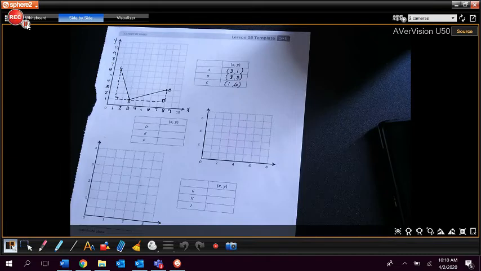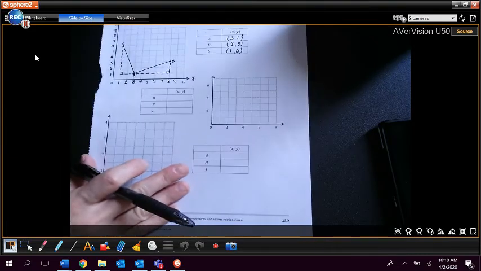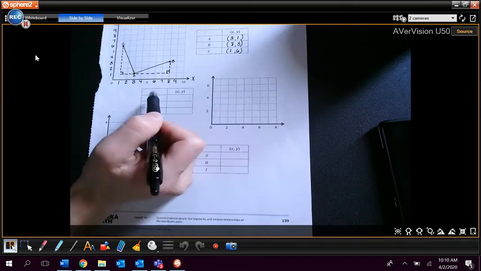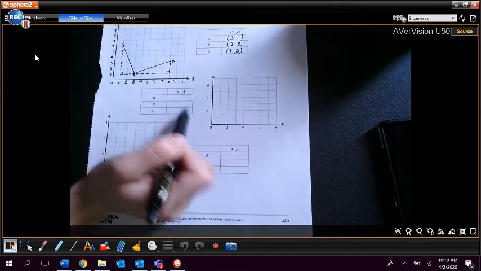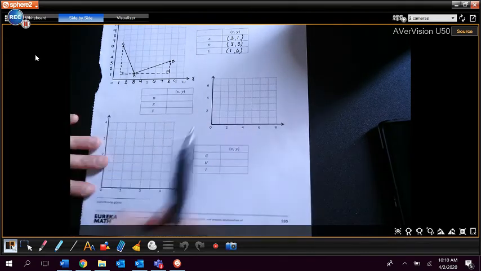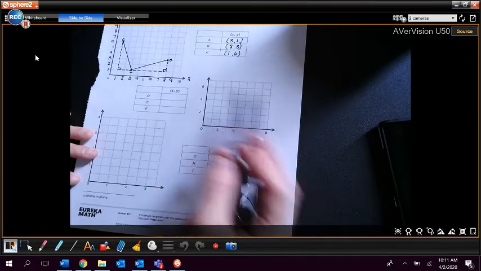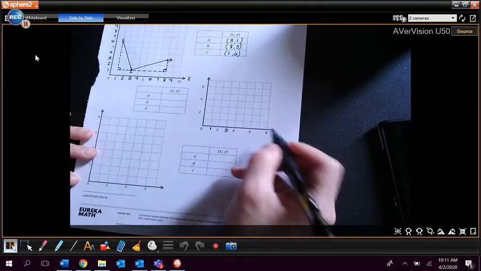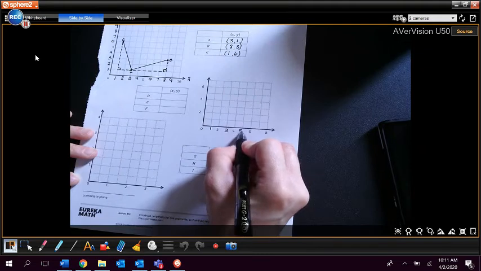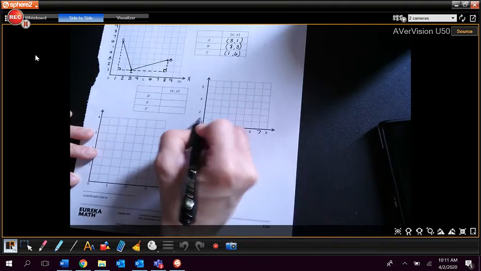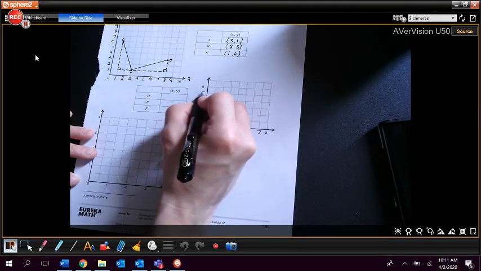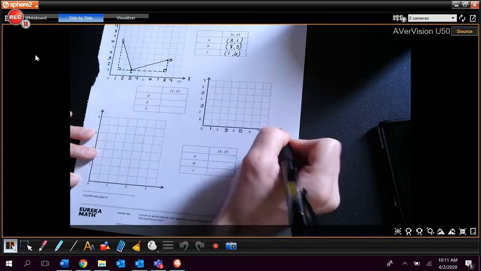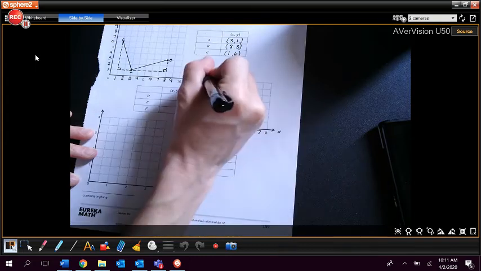Very good. Now what I want us to do is go to the next graph. We're going to do D, E, and F. Go ahead and go to the next graph. Before we begin, let's make sure our graph is complete. So we're going to go ahead and write in our missing numbers. Remember, this is our x, this is our y.